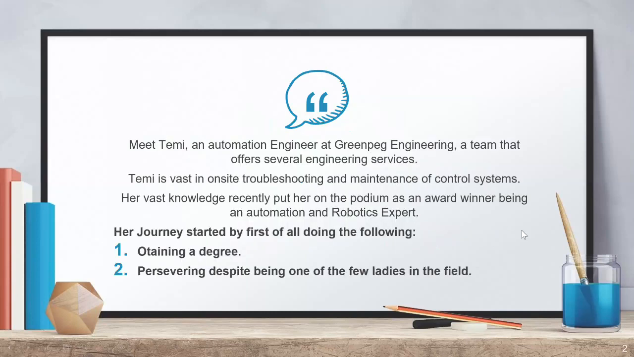Instead of going about it by talking about something like this: meet Temi, an automation engineer at Greenpeg Engineering, a team of several engineering services. Temi does on-site troubleshooting, maintenance of control system. Just boring. I am very sure that you are all bored at the moment, me reading out all this text to you. It's more or less like, excuse me, I can see what is on your screen, so why are you still reading this out to me? So instead of putting up something like this, why not try something like this?